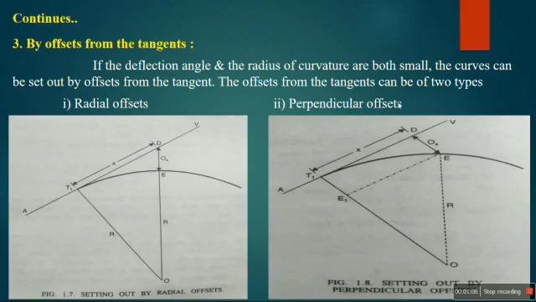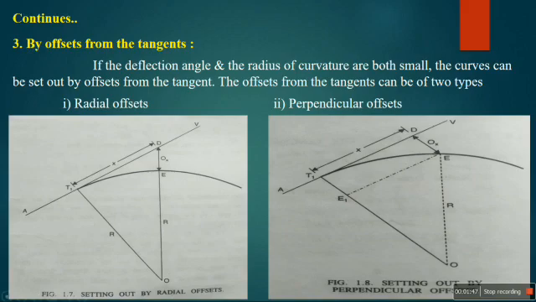But coming to the perpendicular offsets, whatever offset is marked from the tangent is perpendicular to the tangent line, and it is not parallel to or along the radius of the curve. That is the main difference between radial and perpendicular offsets. Now our aim is to find out the offset distance at a distance x from the T1 point. At 1 meter, what is the offset? At 10 meters, what is the offset? At 20 meters, what is the offset? Like that.